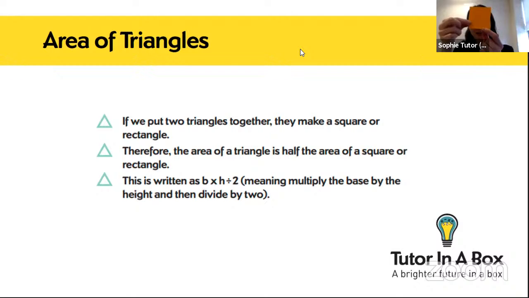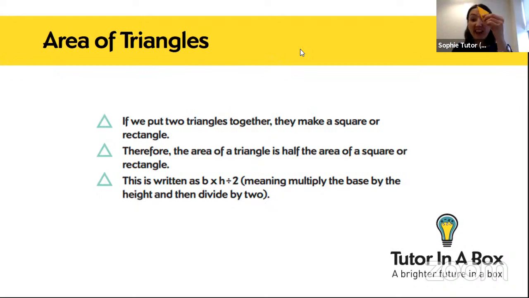Look at that. So we had our square, and when we cut it in half, we've got 2 triangles. Yeah, they're both triangles. And if you notice, when we put those triangles together, we get a square. But when we take them apart, we've got 2 triangles.